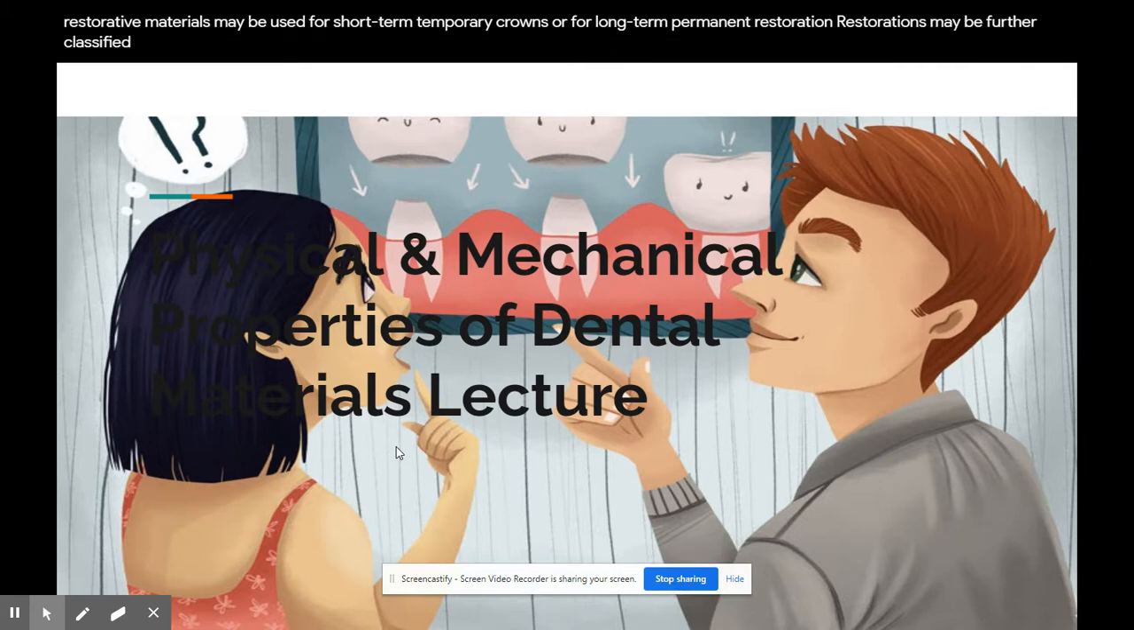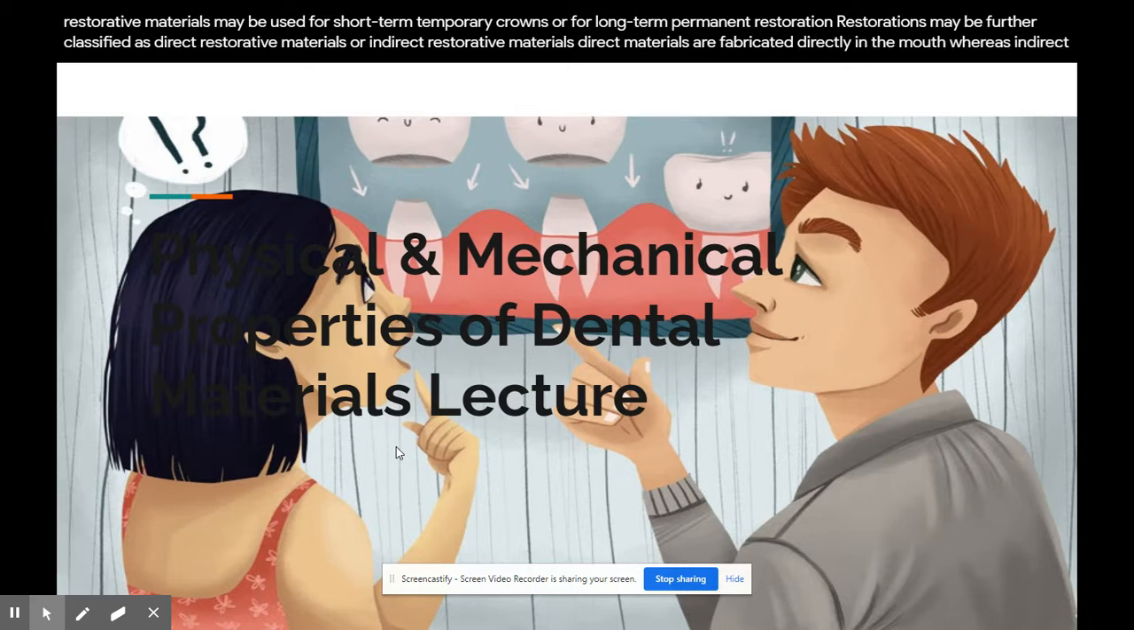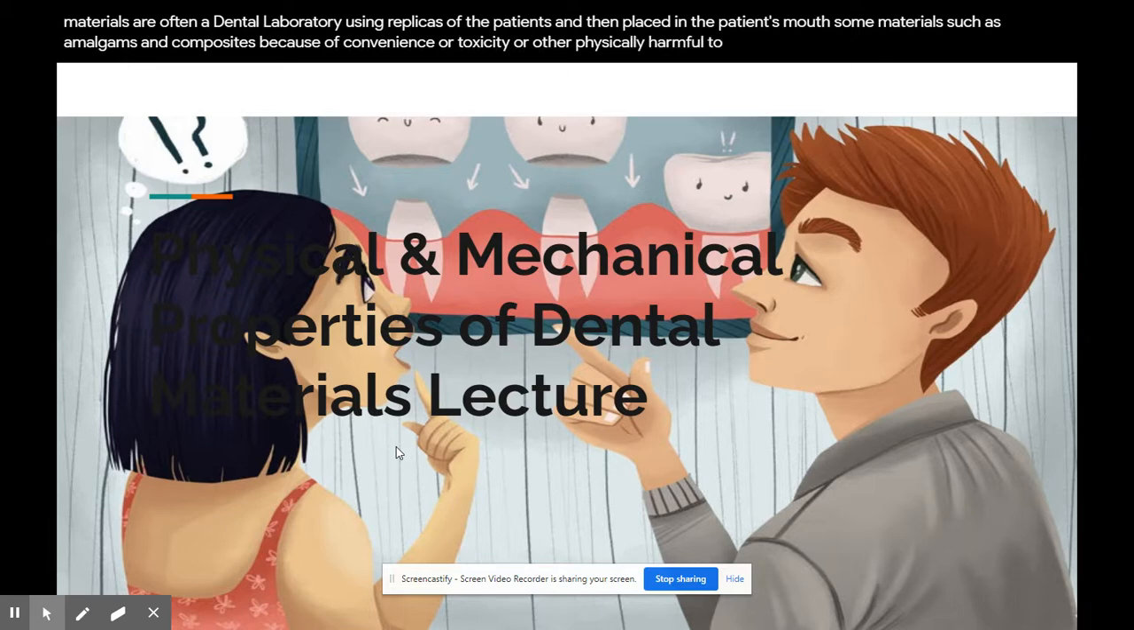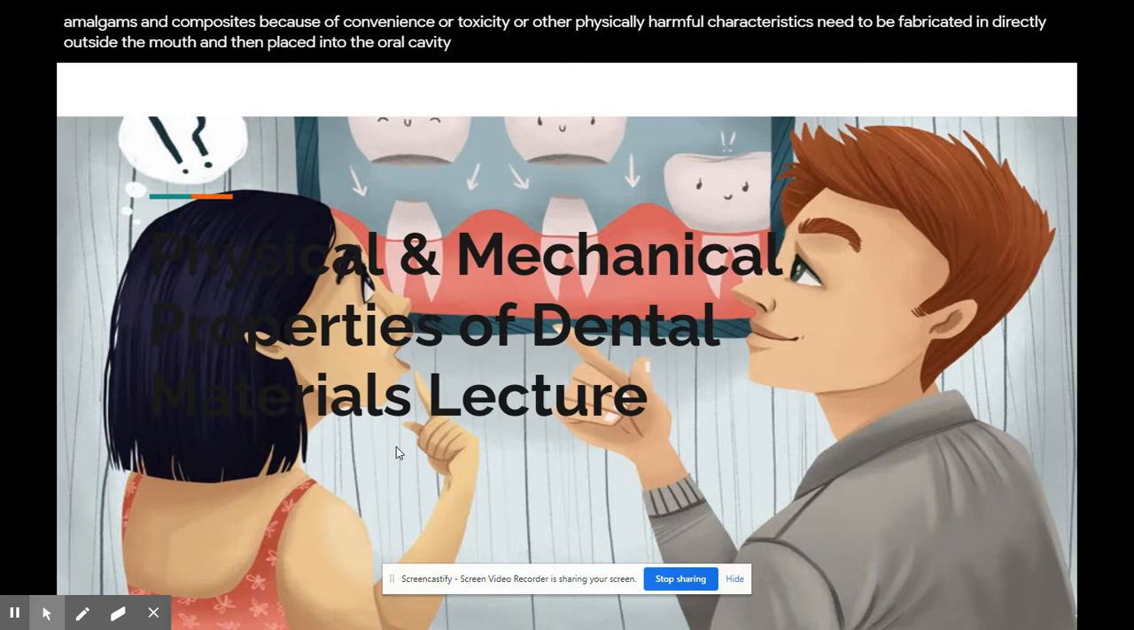Restorations may be further classified as direct restorative materials or indirect restorative materials. Direct restorative materials are fabricated directly in the mouth, whereas indirect restorative materials are fabricated outside the mouth, often in a dental laboratory, using replicas of the patient's dentition and then placed in the patient's mouth. Some materials, such as amalgams and composites, may be fabricated directly in the mouth. Other materials, because of convenience or toxicity or other physically harmful characteristics, need to be fabricated indirectly outside the mouth and then placed into the oral cavity. Porcelain, for instance, needs to be fired to temperatures higher than 1,000 degrees Fahrenheit, making indirect fabrication necessary.